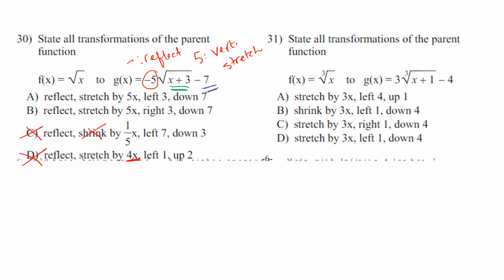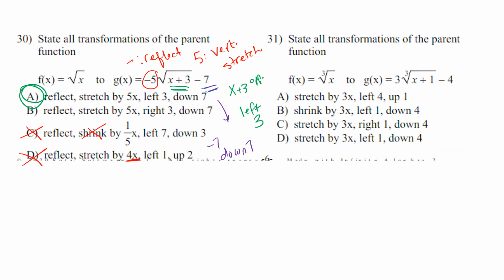Okay, so now you have to decide, does it go left 3 or down 3? So the x plus 3, remember, do the opposite. It says you are going to travel left 3. So answer choice A is correct. And then our last part, the -7, that does mean to travel down 7.